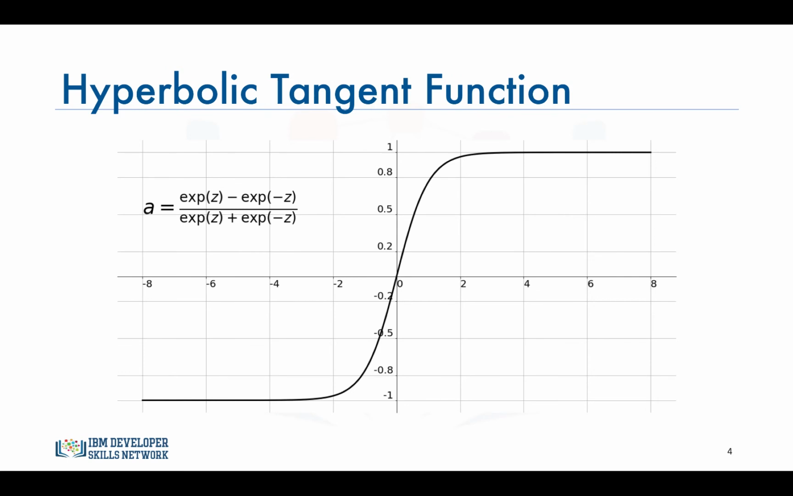This is the hyperbolic tangent or tanh function. It's very similar to the sigmoid function. It's actually just a scaled version of the sigmoid function. But unlike the sigmoid function, it's symmetric over the origin. It ranges from -1 to +1. However, although it overcomes the lack of symmetry of the sigmoid function, it also leads to the vanishing gradient problem in very deep neural networks.